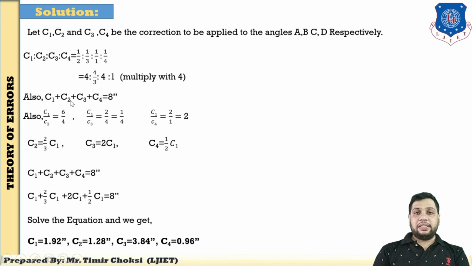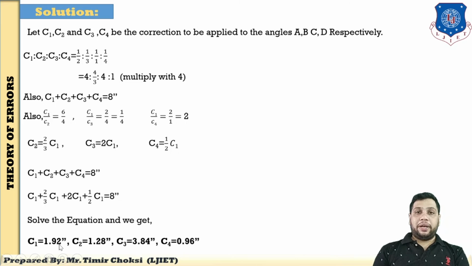Now you know that C1 plus C2 plus C3 plus C4 equals 8 seconds, because 8 seconds is the difference. This is called the condition equation. So write the condition equation: C1 plus C2 plus C3 plus C4 equals 8 seconds. Now C1 by C2 equals 6 by 4, C1 by C3 equals 1 by 4, and C1 by C4 equals 2. So put the values of C2, C3 and C4 in this equation and find C1, C2, C3 and C4, the correction values.